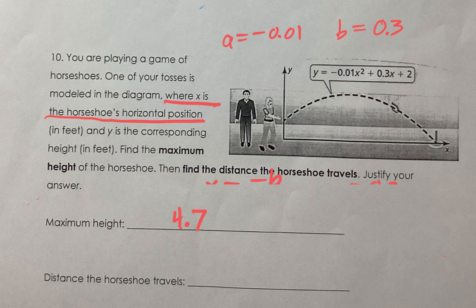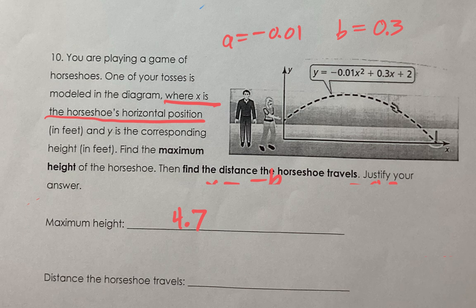And the distance a horseshoe travels. So now, I know my vertex. If I find my x-intercept, what is the value of x? That's the distance that the horseshoe traveled. So I need to set my y value to 0, okay? Because when I hit the ground, y is 0.